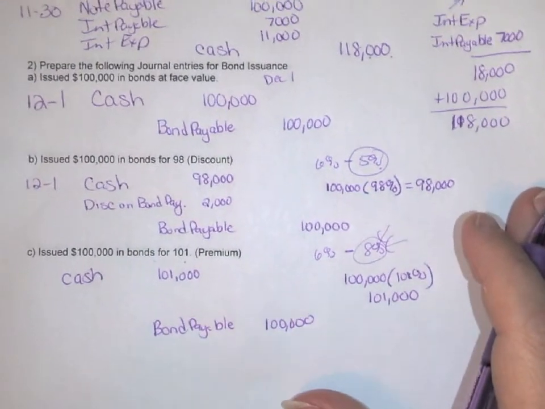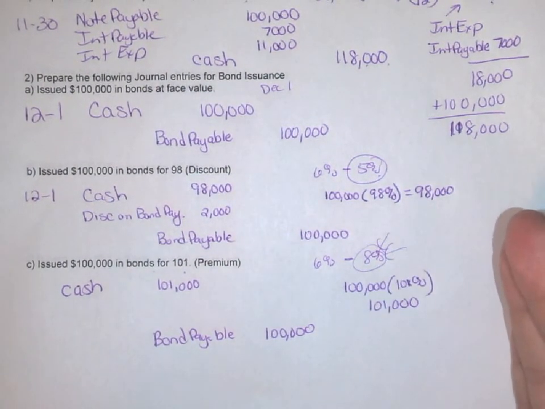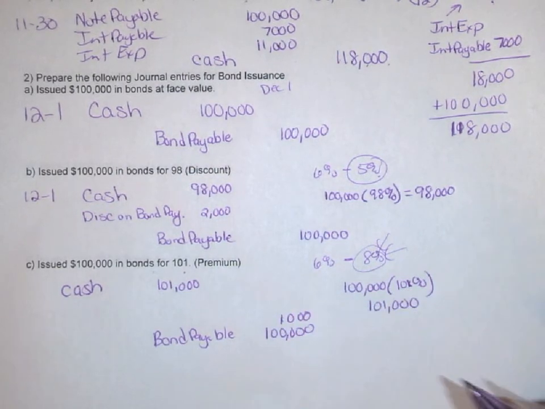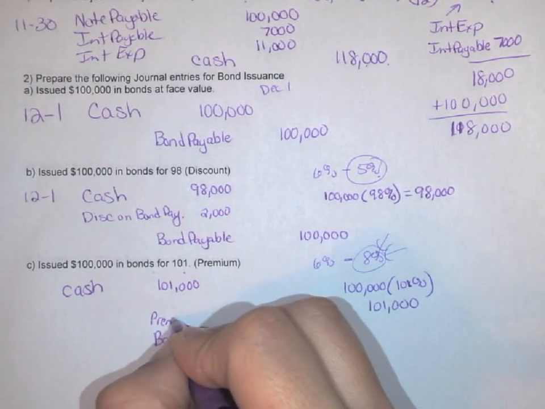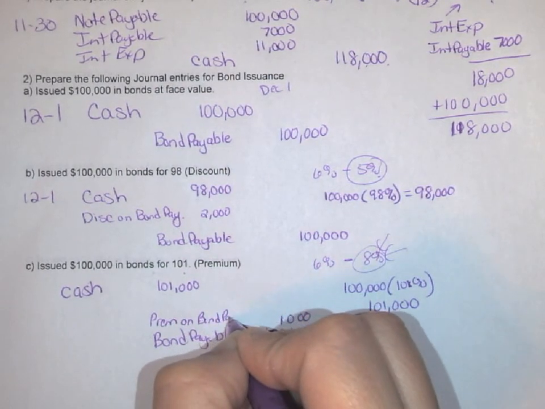Sorry, you can't see that. We still need to make sure that we're balancing everything out, so our debits and our credits need to equal. So with that equaling, that means we need another $1,000 on our credit side. And so that account is actually going to be our premium on our bond payable.